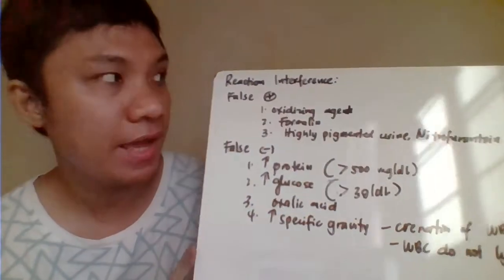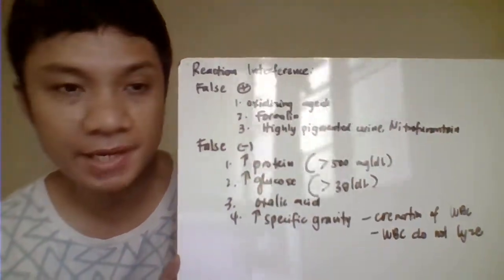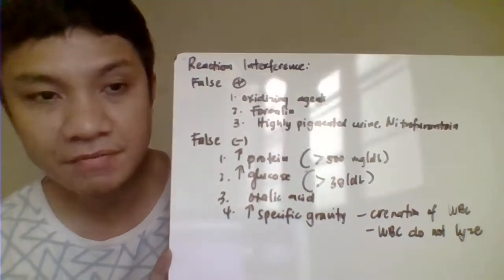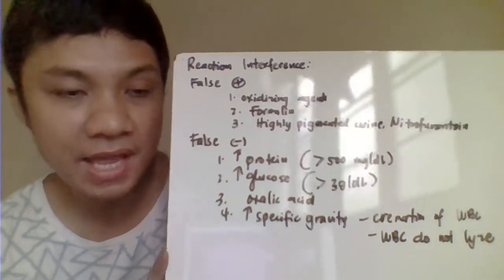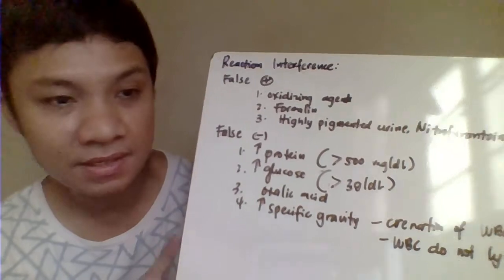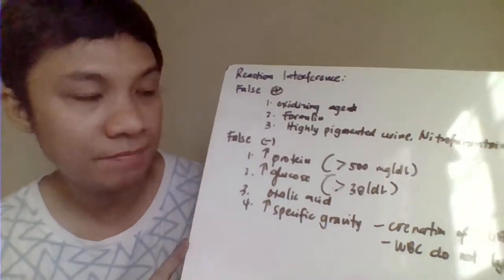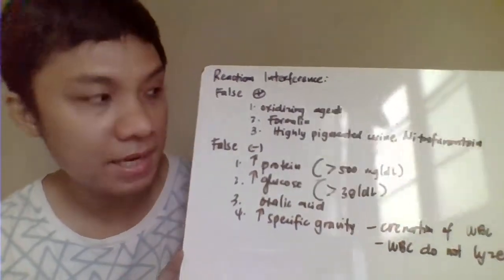Okay, we have here the reaction interference with your leukocyte esterase. The false positive result is caused by the presence of your oxidizing agents. We have also the urine pigments. We have also here the nitrofurantoin, and even your formalin.